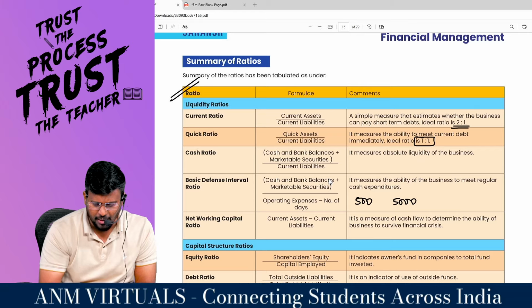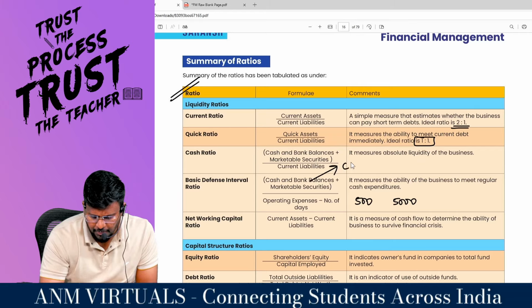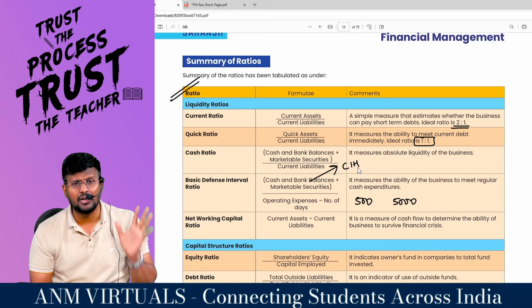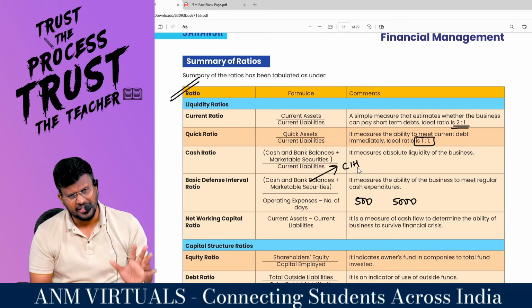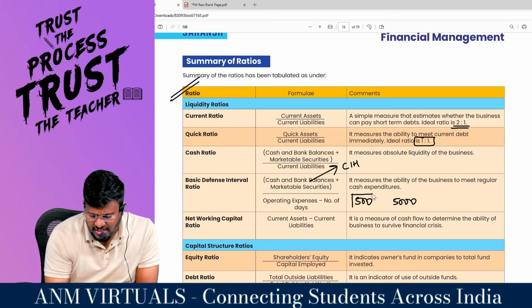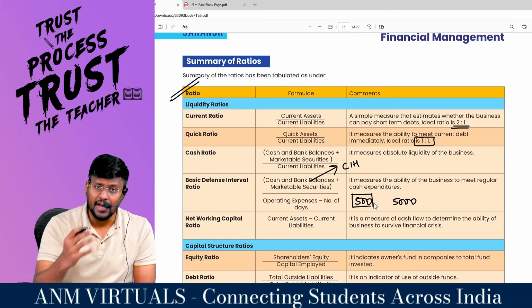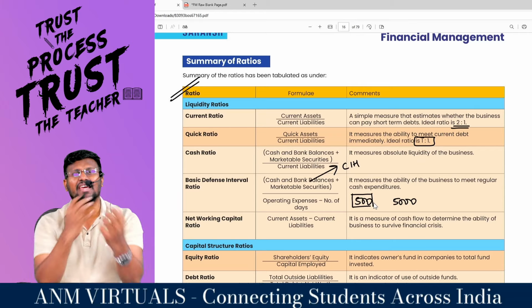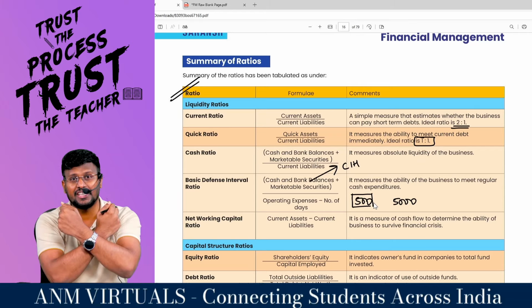Cash plus bank balance and marketable securities, basically cash in hand, divided by total operating expenses per day. If the operating expenses are 500 rupees per day, and if I have 5,000 rupees with me, for the next 10 days I can survive. That is called the basic defense interval.